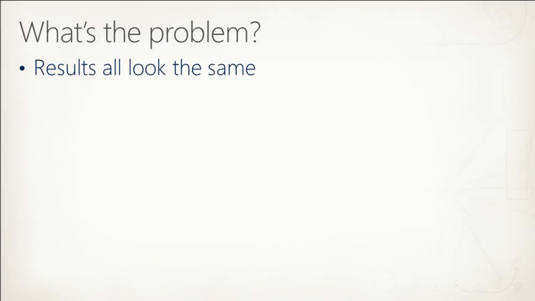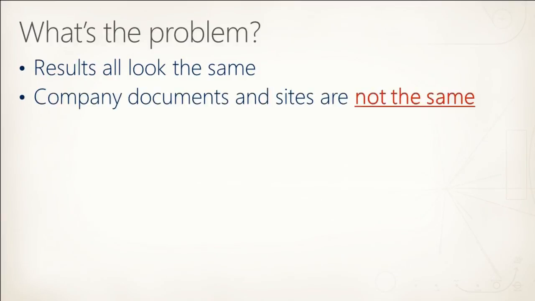The results that we saw on that page looked all the same. It's hard to tell one result apart from another result. The thing is, the company documents are not the same, right? So we have many distinct things that exist out of box: Word documents, PowerPoint documents, sites. In addition to that, your company has some special types of files that you want to stand out. They're not just any other file, right?